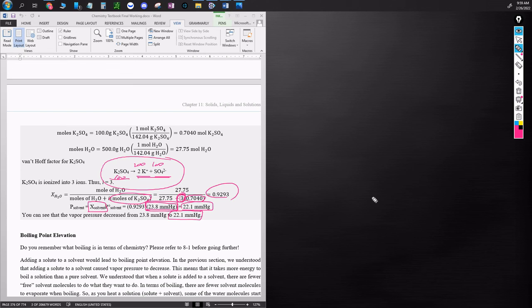If this was sugar, not potassium sulfate, then you would have put 1. So you can already see that if this i number, the Van Hoff factor, is greater, then you will have less amount of things getting evaporated. That's the general idea. Looks like we are running out of time. We have about 2 minutes left. Hopefully this explains the basic idea of it. I don't think we have enough time to go further into this.